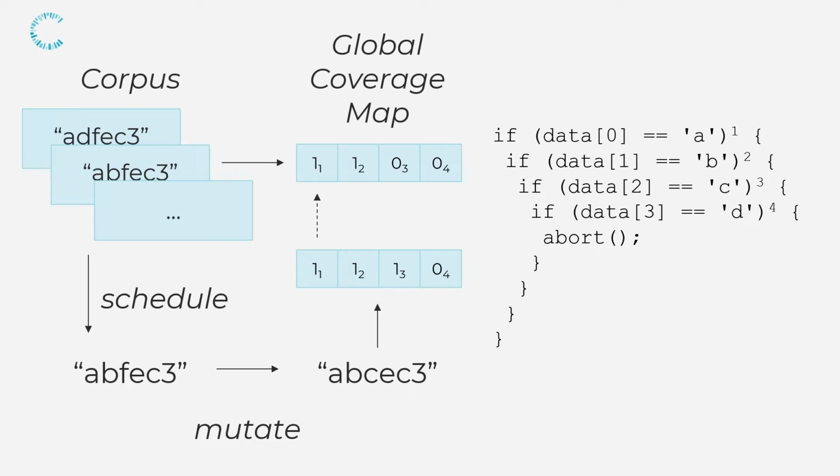And now we check if there are any new changes in the global coverage map that would have successfully been taken in as a result of adding this input to the corpus. And in this case, we do see that 0 changes to a 1. Therefore, we add it to the corpus, and we continue testing.